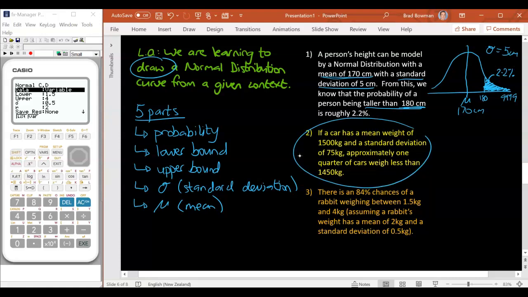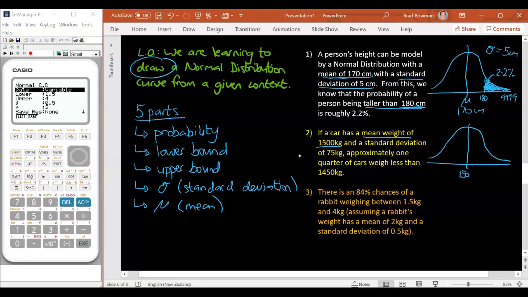Before I even read the question, I'm going to draw my normal distribution curve. And we're going to get into it. So if a car has a mean weight of 1,500 kilograms, so that's the mean, that relates to the middle. So we'll write that down there, 1,500 kilograms. I'll get rid of my units there though. And a standard deviation of 75. So we're going to do that at the top right. Standard deviation 75 up in the top right.